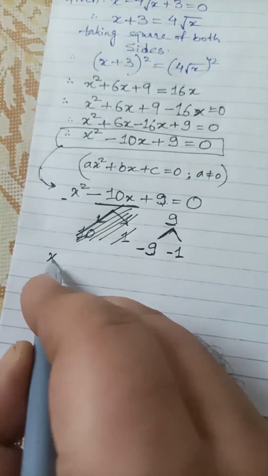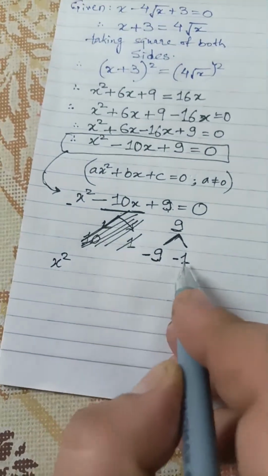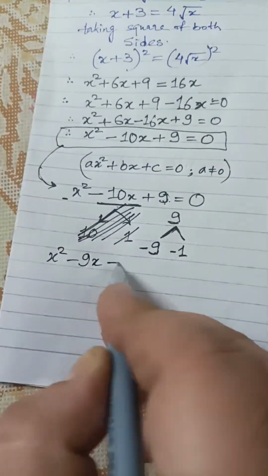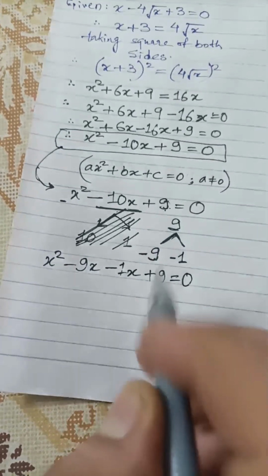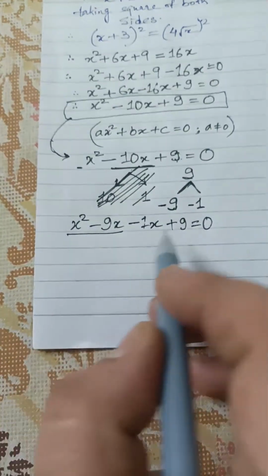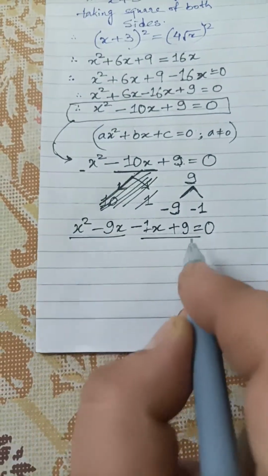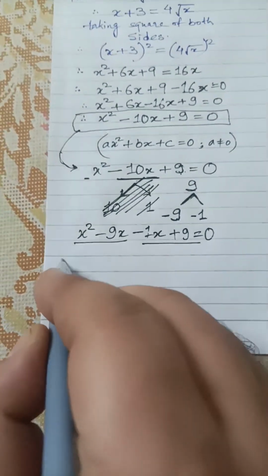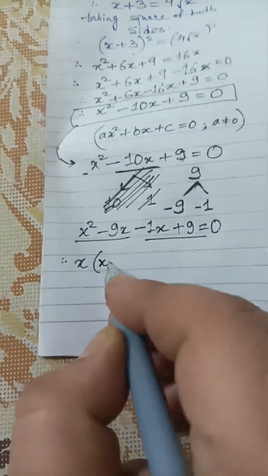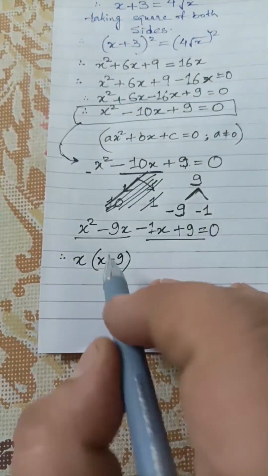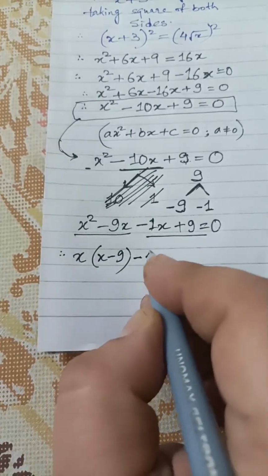So x square, first term as it is, this minus 10x would be bifurcated into minus 9x minus 1x plus 9 equals to 0. Now taking first and second term together and third and fourth term together. From the first and second term we get x as common. So it would become x minus 9 inside the bracket. Here nothing is common, so we'll take minus 1 as common.